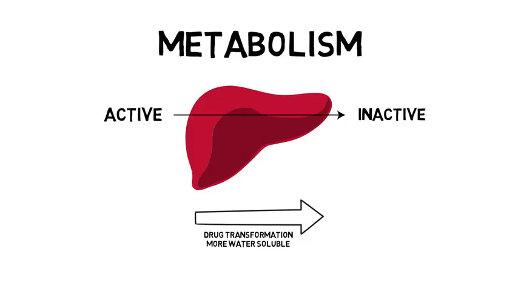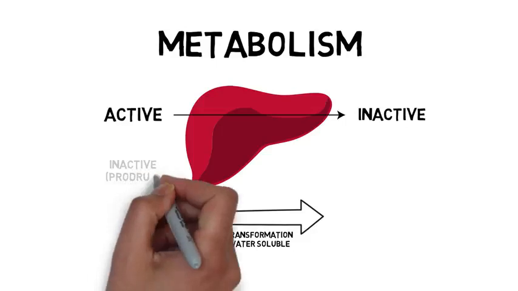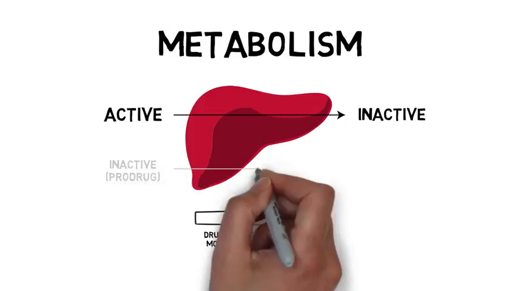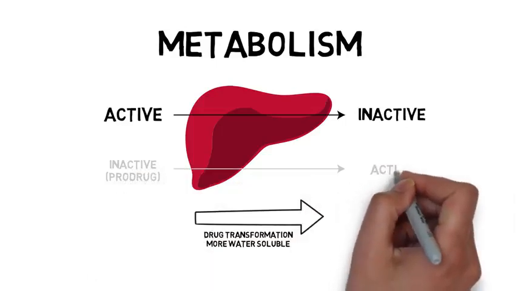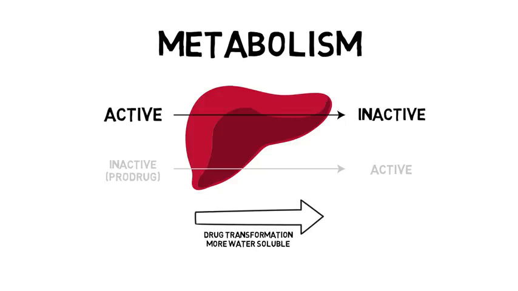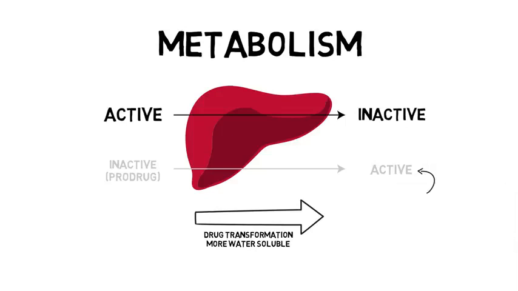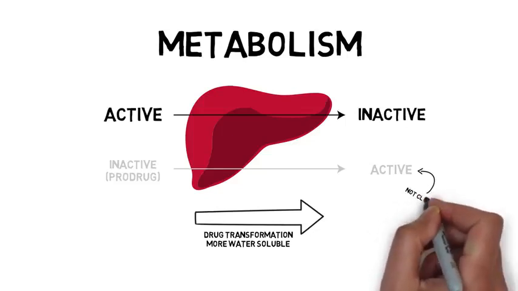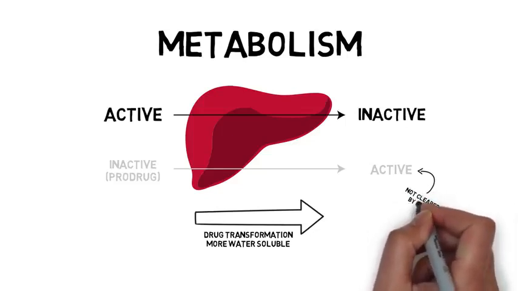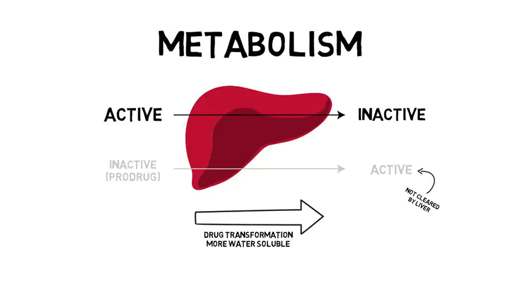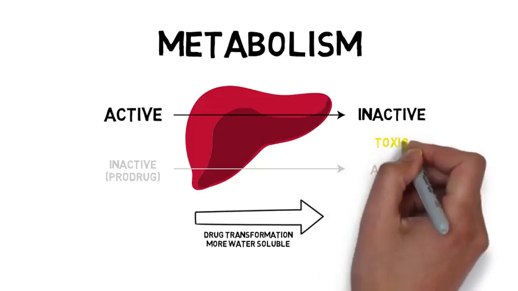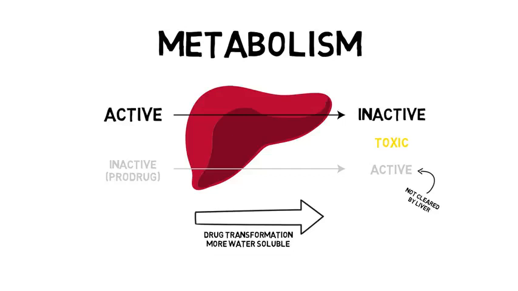Some drugs undergo metabolism to convert the inactive prodrug to the active drug. Most ACE inhibitors are prodrugs like these. In the context of clearance, this means that prodrugs are not cleared by the liver as they become active after metabolism. Also beware of toxic metabolites, which are usually inactive but damaging to the tissues.